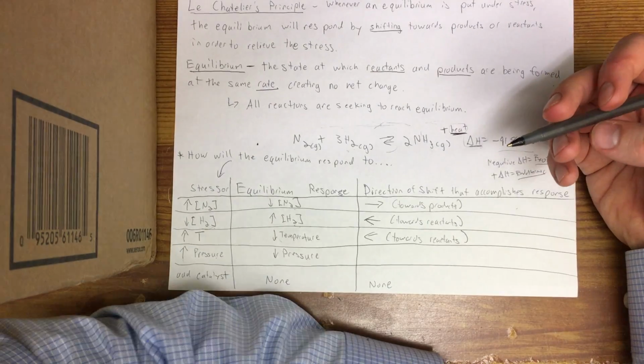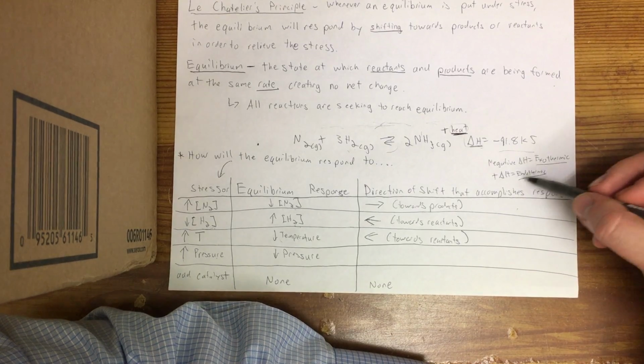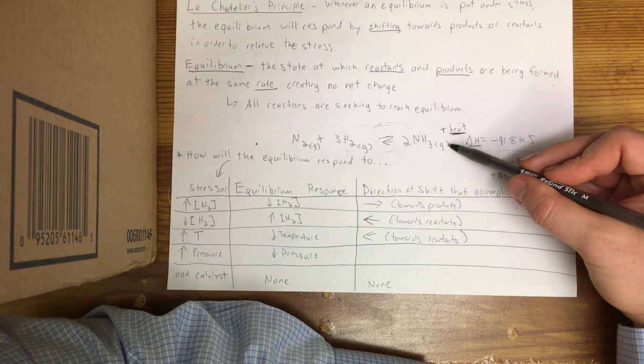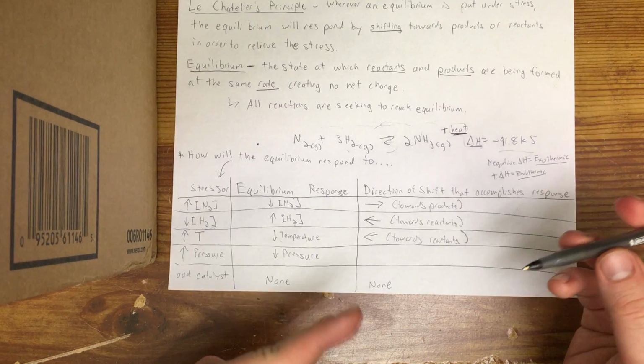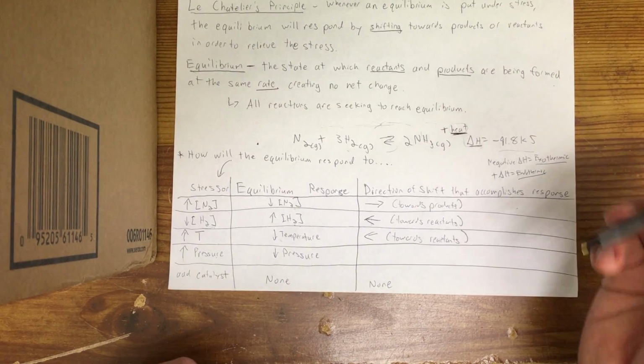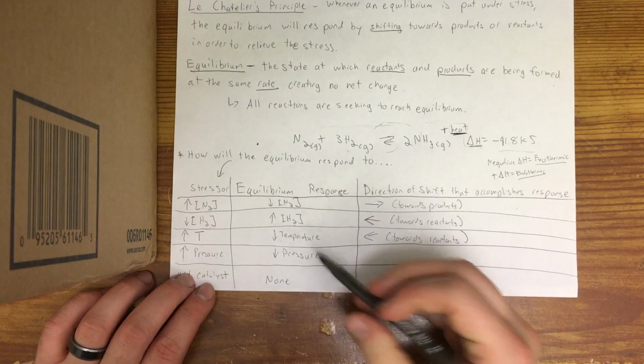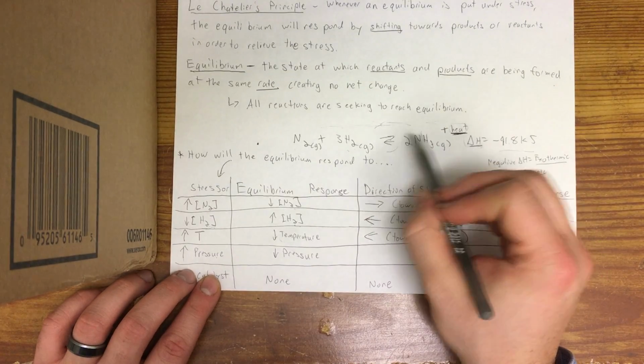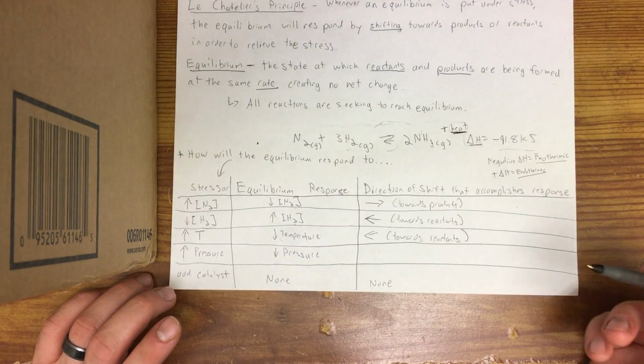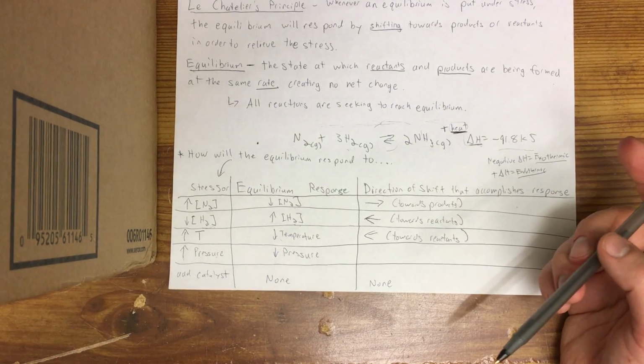So, in order to do a temperature problem, we have to know whether the reaction is exothermic or endothermic. We put heat into the reaction, and then we determine in which way we need to go in order to affect temperature in the way we need to. In this case, we needed to bring temperature down, so we moved away from heat. If we needed to bring temperature up, we would move towards heat.